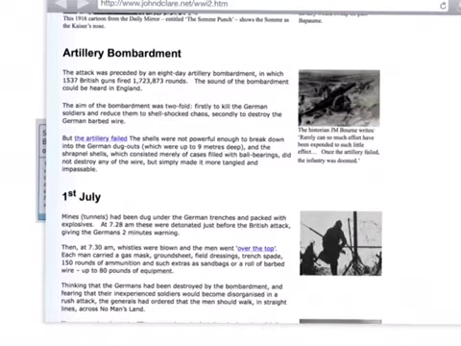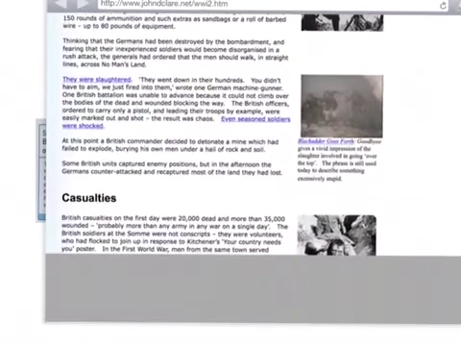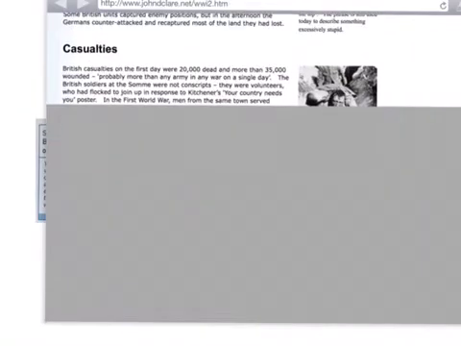Now, this clearly didn't happen, did it? Because at 7:30 a.m., as everyone runs out, despite all this bombardment, 20,000 dead and more than 35,000 wounded, probably more than any army in any war on a single day. Now that seems to go against what Mr. Haig is saying. It seems to agree with source C, doesn't it? So if you're using your own knowledge here, you probably would want to point out that actually the historical evidence supports source C. It doesn't really support source A, although perhaps it supports source B a little bit. Let's keep looking then.